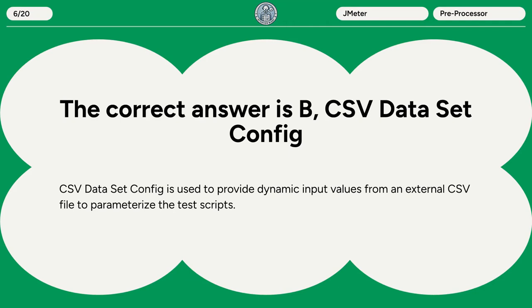The correct answer is B. CSV Data Set Config. CSV Data Set Config is used to provide dynamic input values from an external CSV file to parameterize the test scripts.